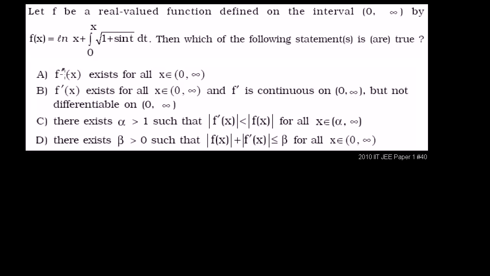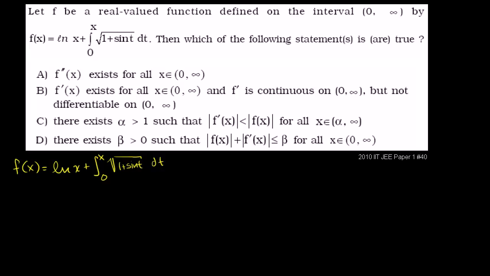So A says the second derivative of f, there are two apostrophes here, exists for all x greater than 0. Then they say the first derivative exists for all x greater than 0, and the derivative is continuous on that interval, but not differentiable. Okay, so everything they're doing relates the function to the first derivative and the second derivative. So let's just figure those things out. Let's write the function first. I'll rewrite it here. The function f is equal to the natural log of x plus the definite integral from 0 to x of the square root of 1 plus sine of t dt.